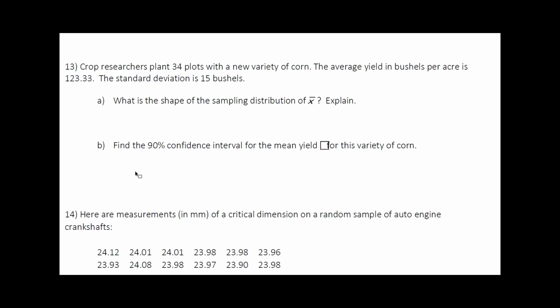Their average yield in bushels per acre is 123.33. Standard deviation is 15. What is the shape of the sampling distribution? And explain how we know that.